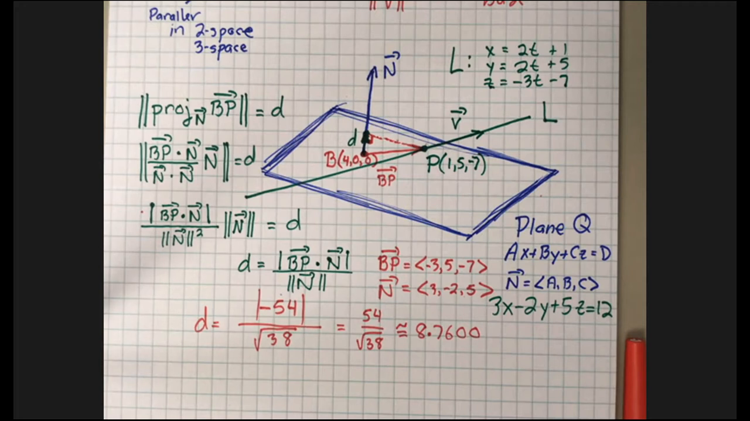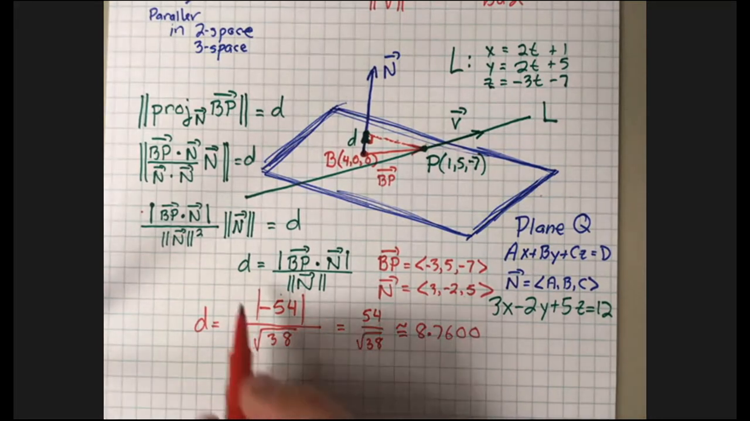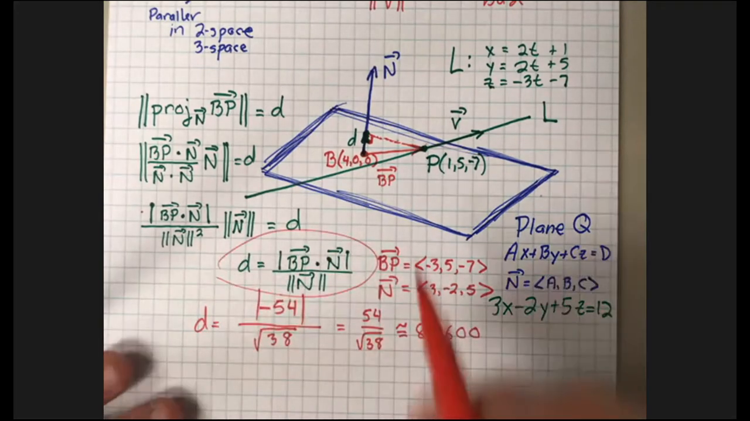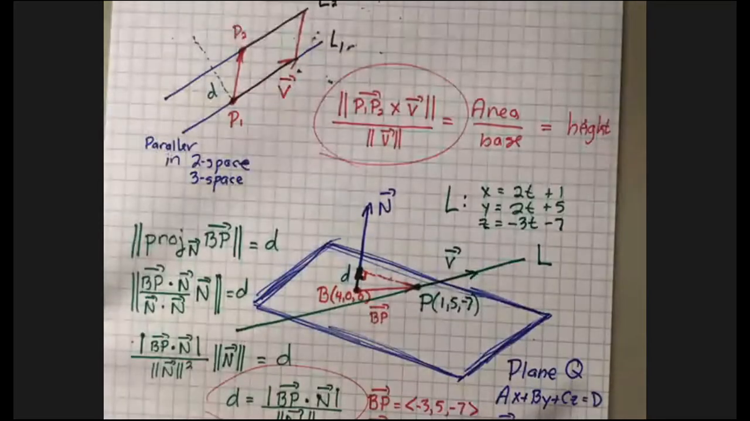Distance, I create with the tools. And the tools are dot product, cross product, box product. And I can create my formula depending on the situation. Formula could look like this. Formula could look like this. Formula could look like this.